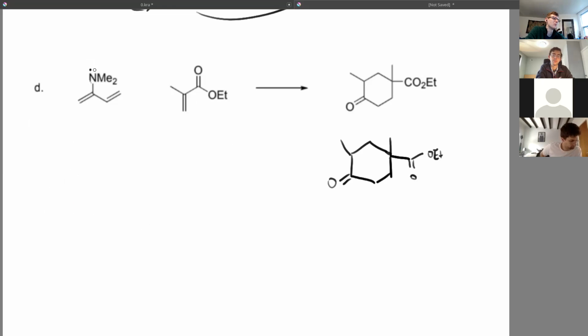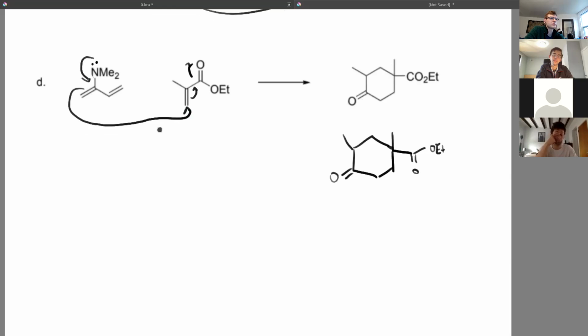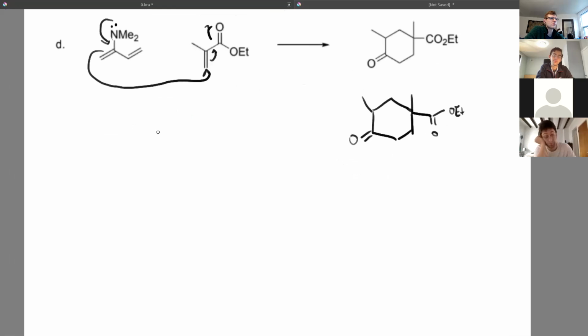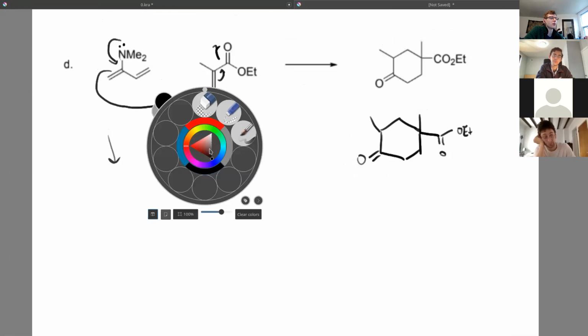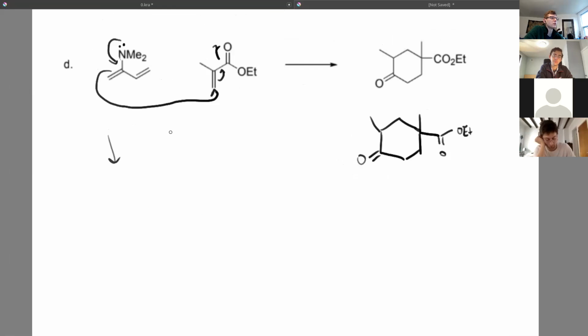We could just take this enamine and throw this down here, throw this here, kick this up, kick this up. Who knows if this is going to work, but let's just try it. Let's also count carbons to be safe. So here's 1, 2, 3, 4, and 5.